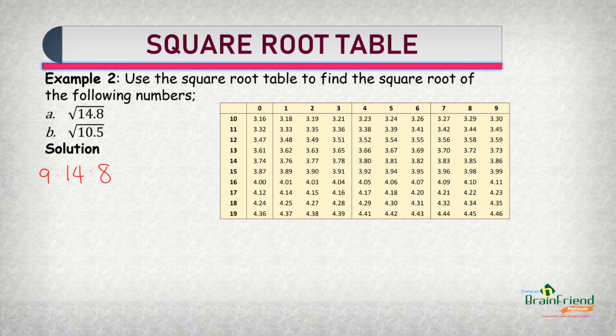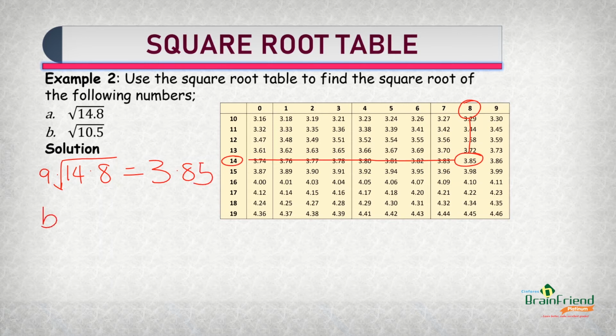Now we have 14.8. Just like we did in the square table, 14 is the number before the point. So we look for 14 on the left-hand column of the table, which is here. And the next number is 8. So we look for 8 on the top row of the table. Now we look for the number across 14 and under 8, which is 3.85. So the square root of 14.8 is 3.85.